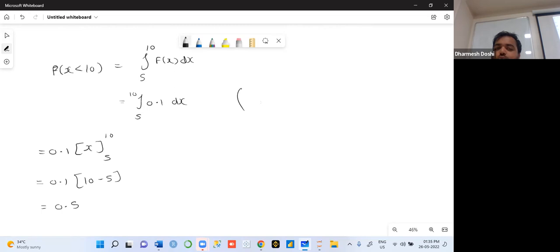The formula which we use over here is the integration of dx, which will remain as x evaluated from the lower limit to the upper limit. This is the integration formula we have used. Solve this one. Write this.